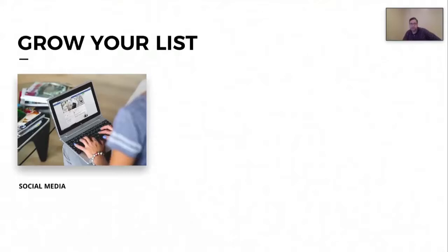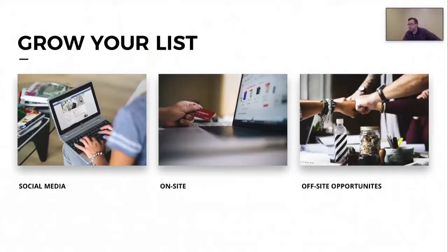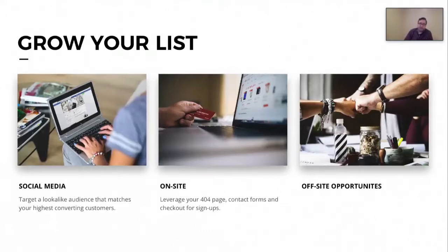I want to go over at a high level 3 opportunities you can use for growing your email lists. The first, how can we use social media to grow our email list? The second, what are some on-site opportunities? What can you do on your website to build your list? And finally, off-site opportunities. What can you do in the real world with other brands, etc., to grow your email list? We're going to talk about creating a lookalike audience that matches your highest converting customers, leveraging your website, your 404 page, your contact forms and checkout for signups. And finally, we're going to dive into some partnerships and how you can leverage in-order material to grow your email list.